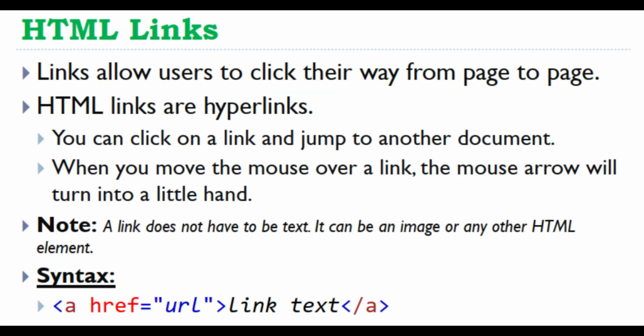HTML links. Links allow users to click their way from page to page. HTML links are hyperlinks. You can click on a link and jump to another document. When you move the mouse over a link, the mouse arrow will turn into a little hand. Note: a link does not have to be text. It can be an image or any other HTML element. Syntax: <a href="URL">link text</a>.